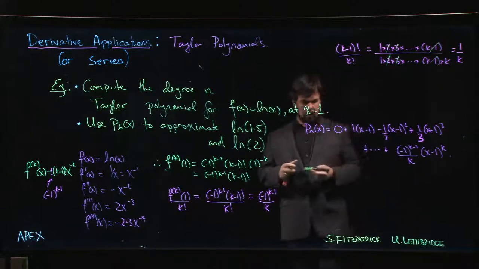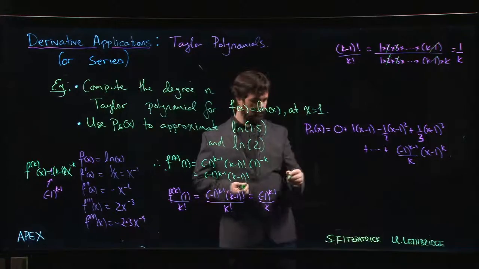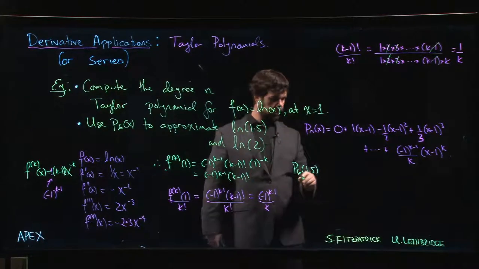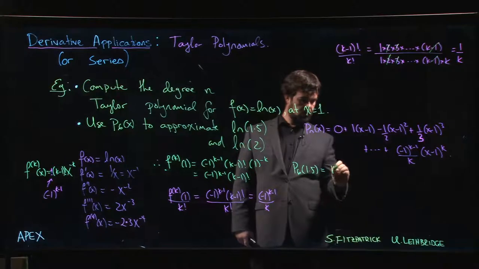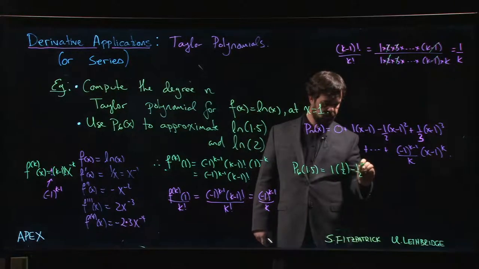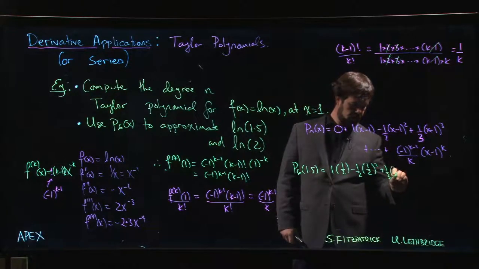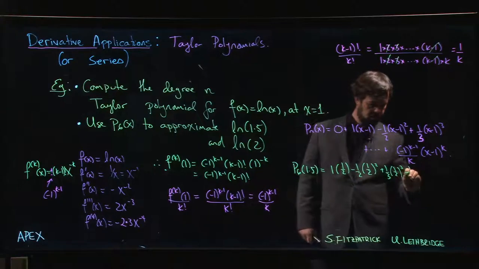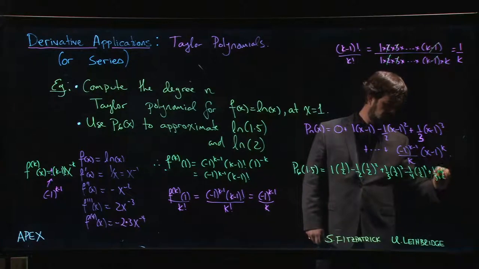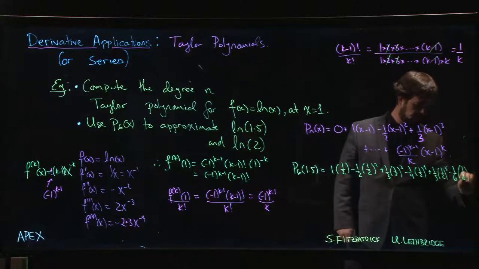Okay, so now P6 in particular, right? If I wanted to approximate the natural log of 1.5, I would say, okay, so P6 at 1.5 is going to be 1 times, so 1.5 minus 1 is a half, minus a half times a half squared plus a third times a half cubed minus a quarter times a half to the fourth plus a fifth times a half to the fifth minus a sixth times a half to the sixth.